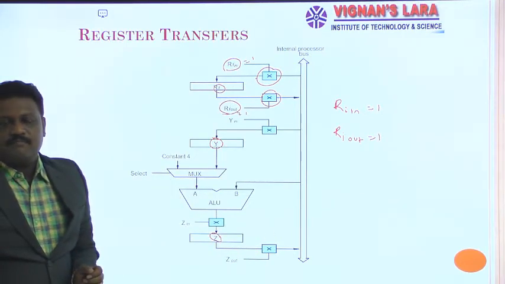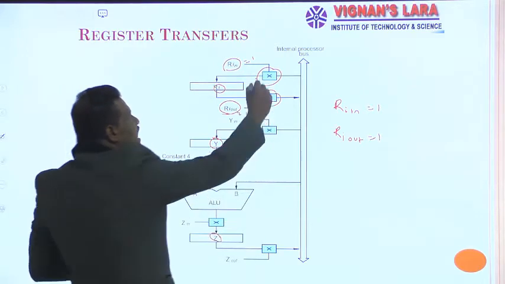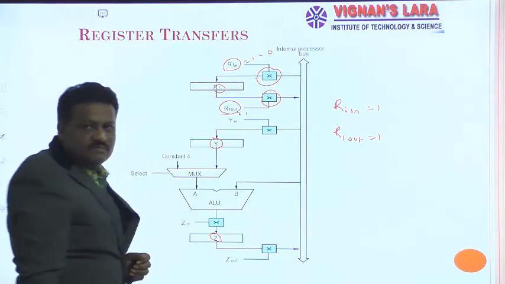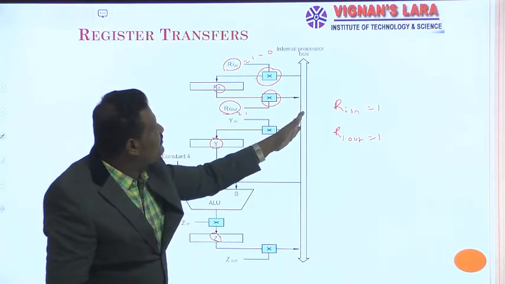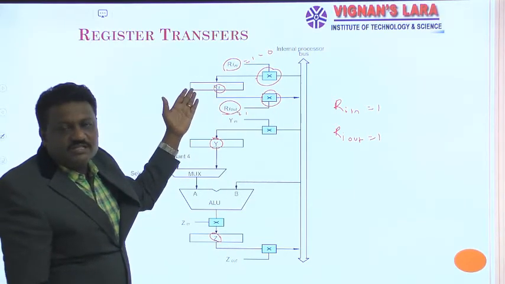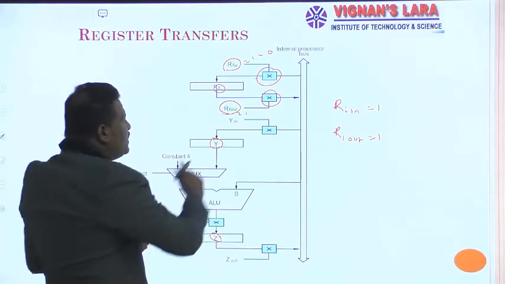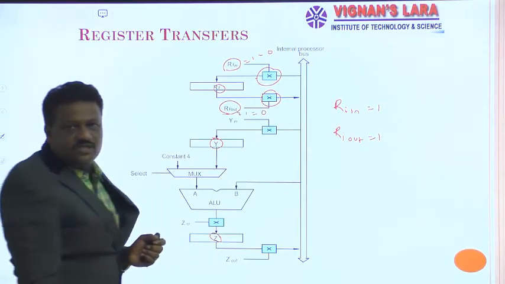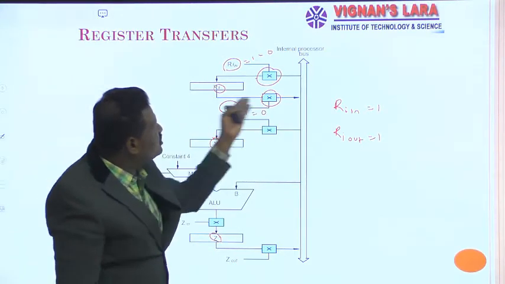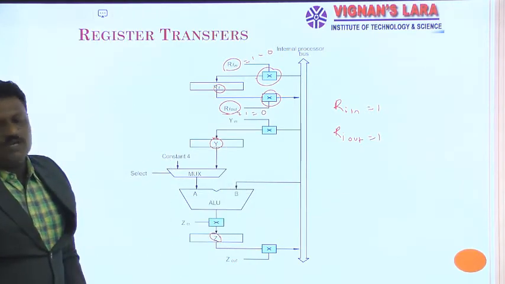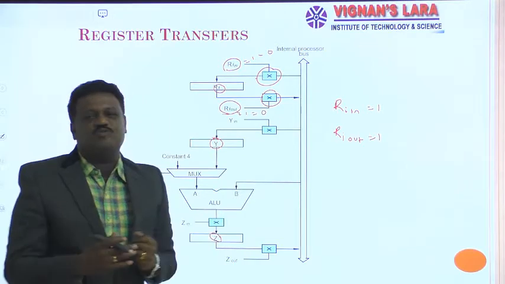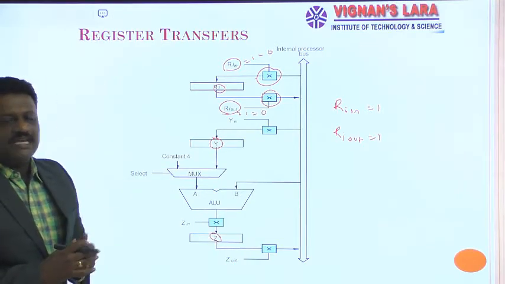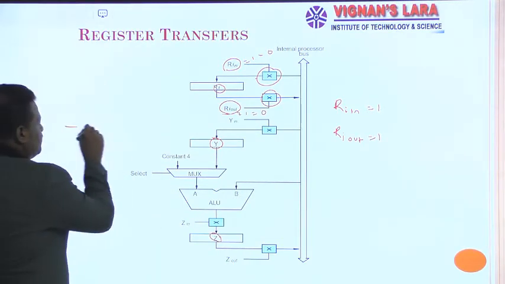And the second thing is, if you make Ri in equal to 0, then the switch is open. There is no chance of transferring data from this internal bus to register Ri. Similarly, if you make Ri out equal to 0, then the content of Ri is not transferred to the internal bus, because the switches are open. You can assume this control logic is a switch. I can give you more clarity about this.